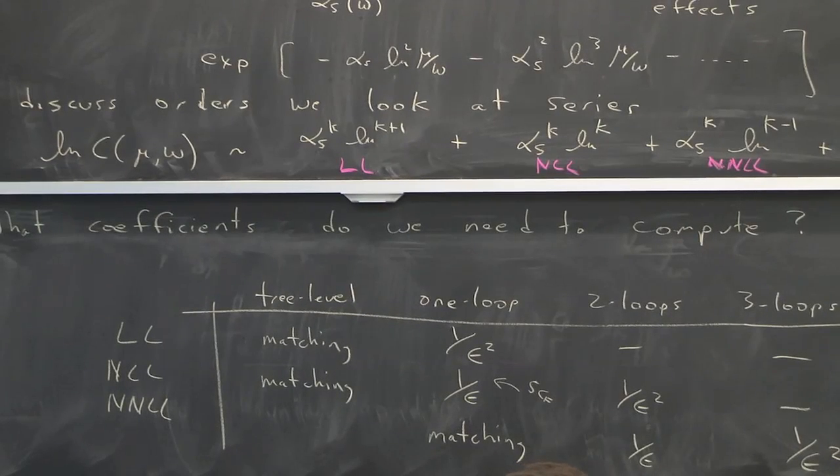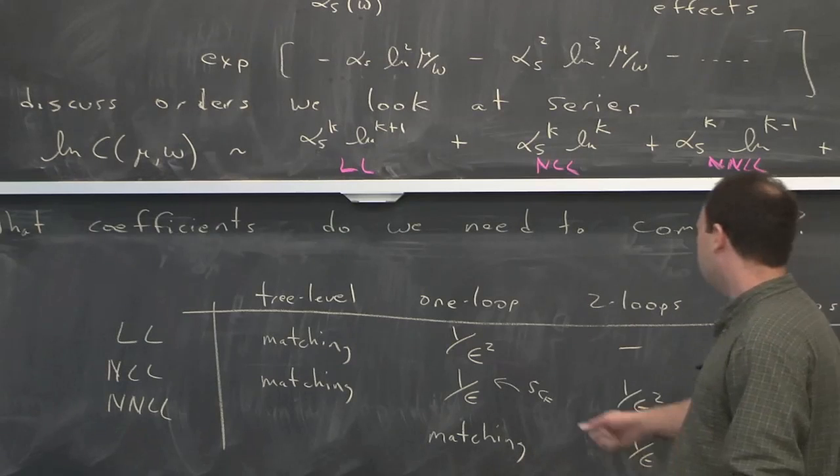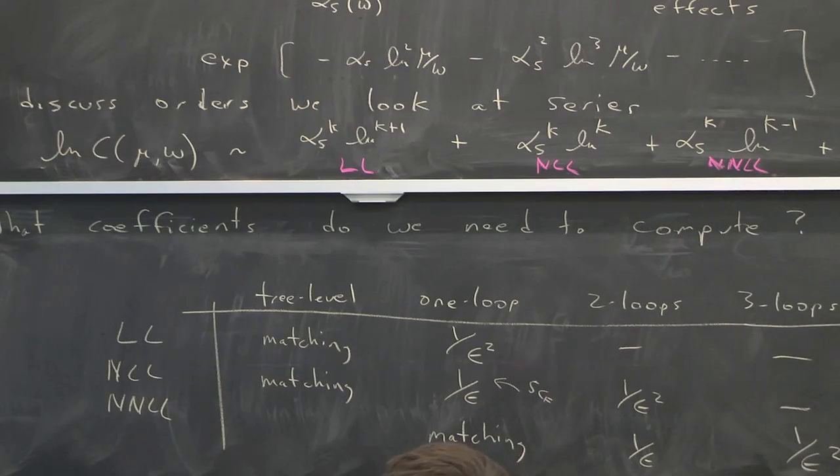And this cusp anomalous dimension is actually a universal thing. So given that it's been calculated, you can use it, and you don't have to recalculate it every time. These pieces you have to recalculate, these 1 over epsilons, in general.